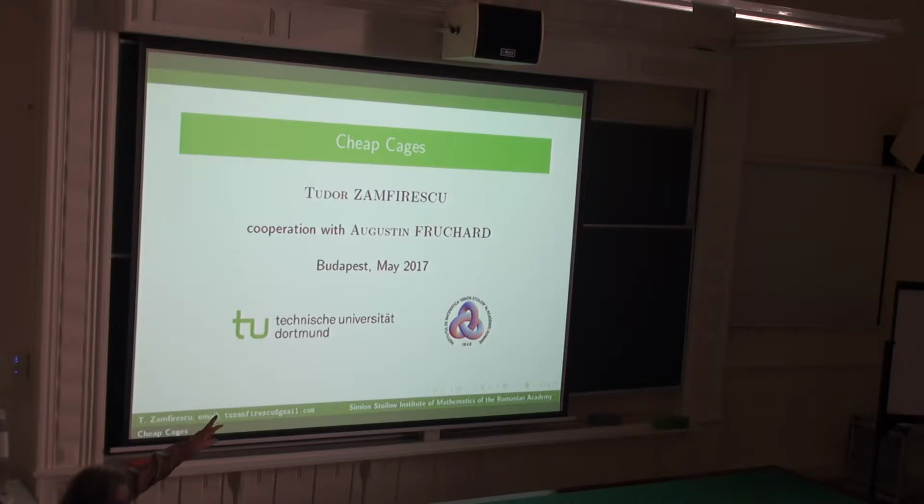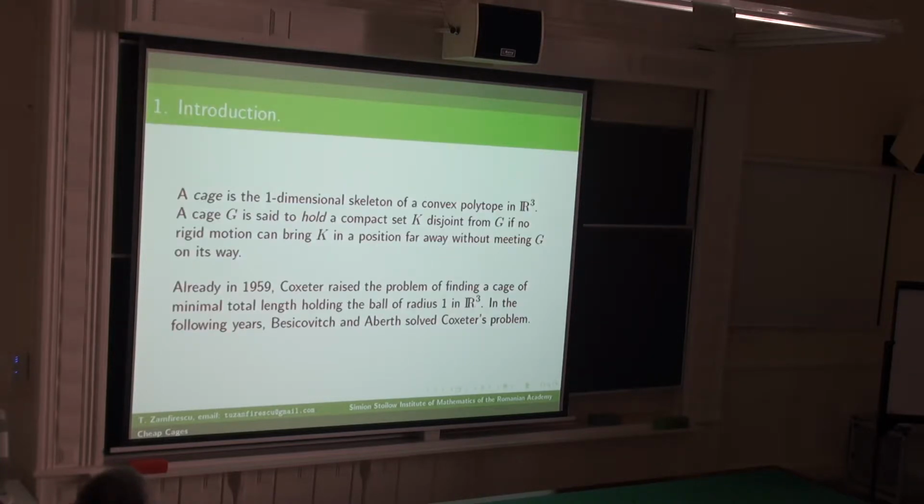Cooperation with Augustin Fruchard. I said already what the cage is. What I want to hold in the cage will be compact convex sets. Maybe I will call them convex bodies. Usually the convex bodies are full dimensional, but in this case they are not. Many of them are not. They are 2 or 3 dimensional compact convex sets.